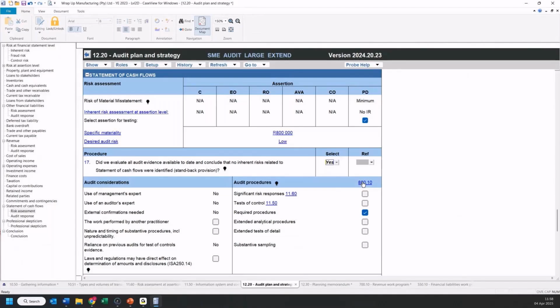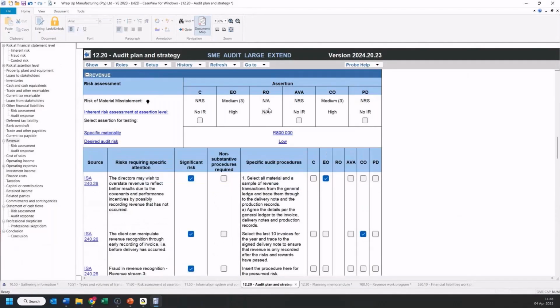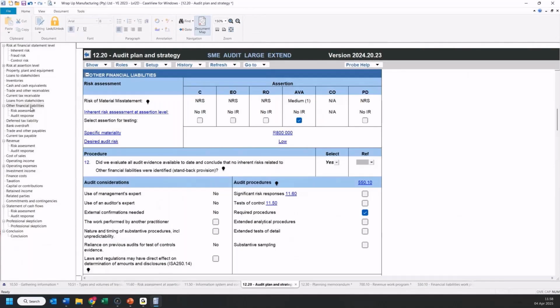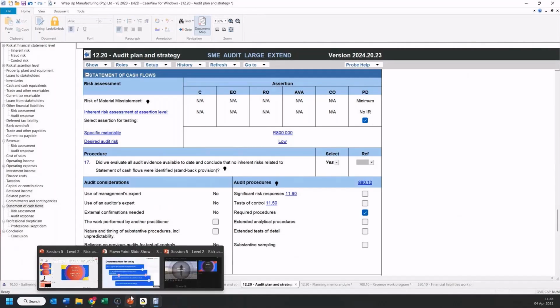All right. So we've looked then at revenue. For revenue, we had the scenario where we had fraud risks, we had significant risk responses, we had control testing, we had a variety of responses. Then we had the other financial liabilities, where we had a material balance with no risks, where we had to select a response for an assertion. And for statement of cash flows, that's one of our other disclosures, where I would have selected qualitatively material, and then had to select an assertion. Good. So that is that then.